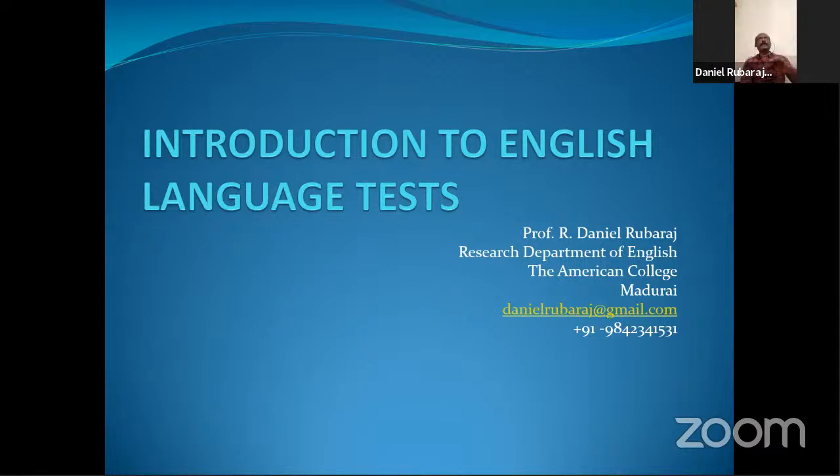So this is the purpose of introducing these tests. They want to check whether you can accommodate yourself in a native speaking country. This is the very purpose of these tests. So from this, we must understand that this is not a knowledge-based test. You need not study anything for these tests.